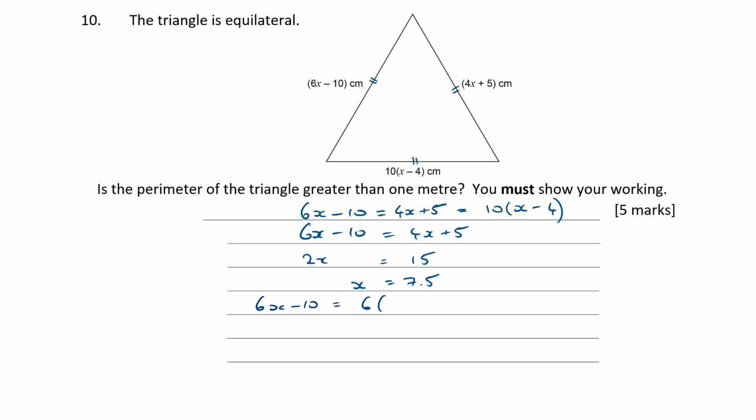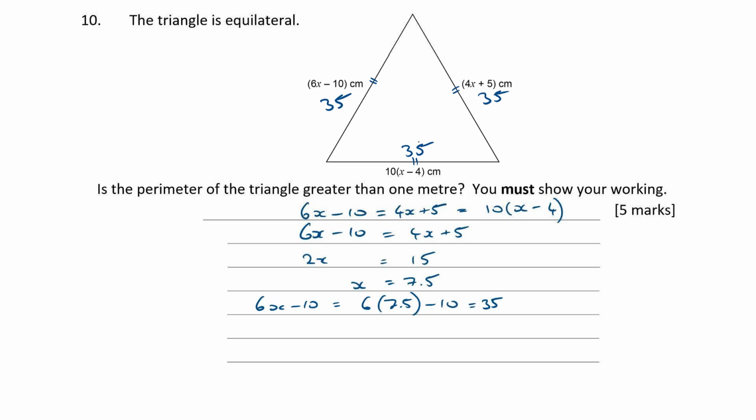That would be now equal to 6 lots of 7.5 minus 10. So 6 times 7.5 gives me 45. And then 45 subtract 10 is going to be 35. So that equals 35. So that side is 35, and because these are all the same, that must be 35, and that must be 35 as well, even if they look a bit different. So the perimeter is going to be 35 plus 35 plus 35, which is 105.